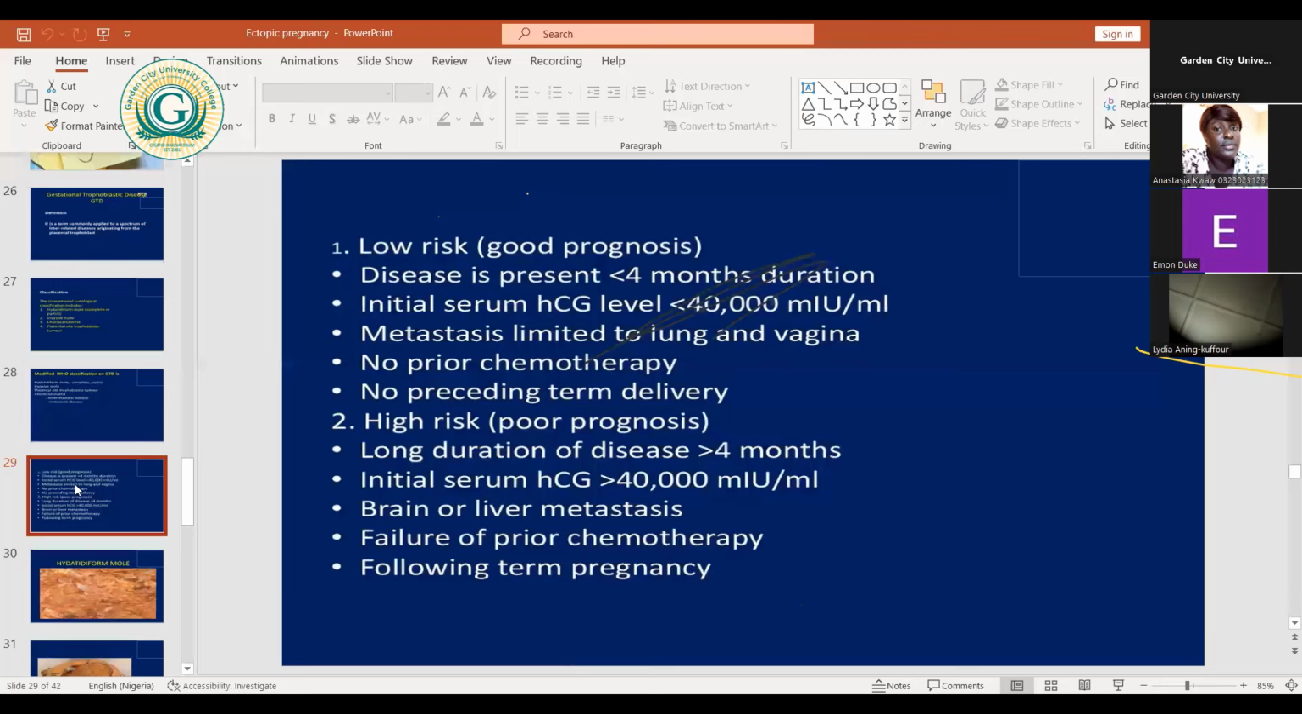And then the second class, according to World Health Organization, is the high risk. And in this one, the prognosis is poor. The duration, it manifests after 4 months. It does not manifest early. Initial serum HCG is far more than 40,000 international units per mL. The brain and the liver are affected. And metastasis has even set in. That patient may have been under chemotherapy, and then there may be a term pregnancy. So that becomes a real problem when we talk about hydatidiform mole.